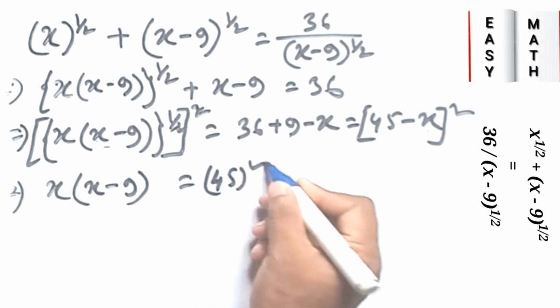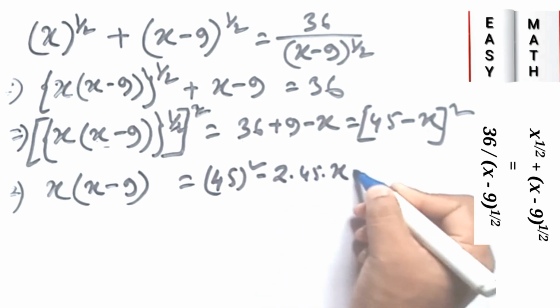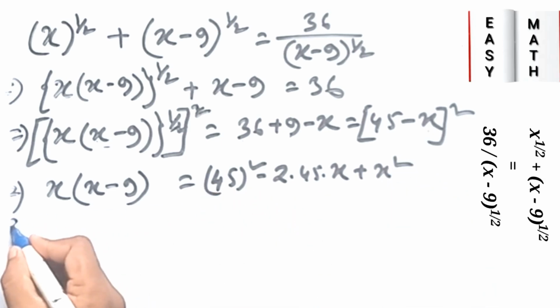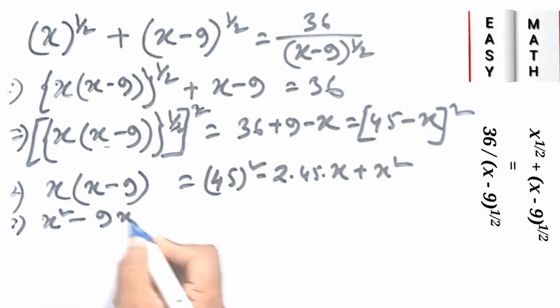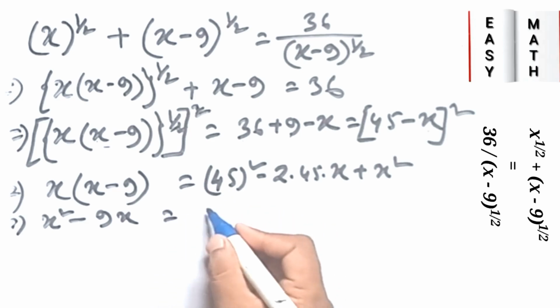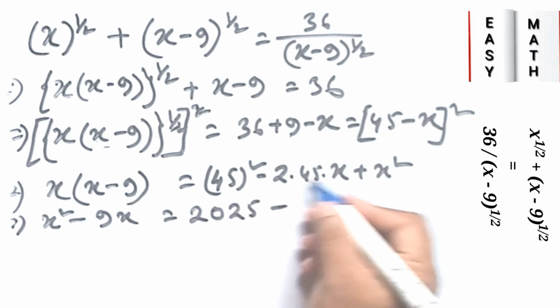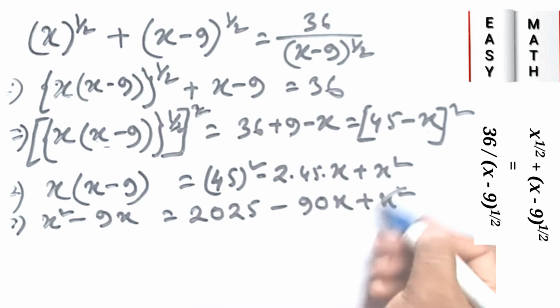So the 45, this square, and there is the 2 into 45 into x, and this is the x square. We can write this. And now this is the x square, and this is the 9x, and this term is the 2025, and this is the 90x, and this is the x square. And now this and this cut.